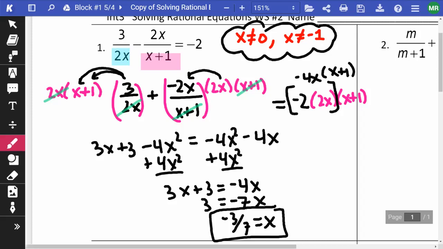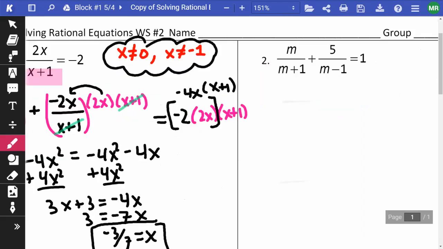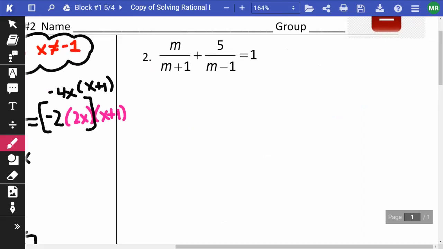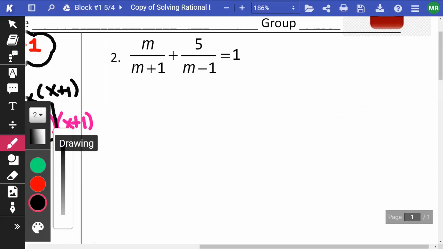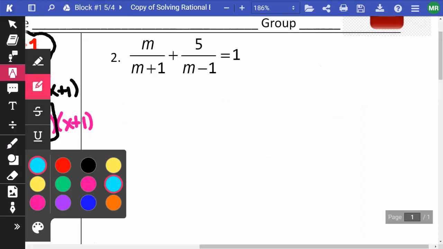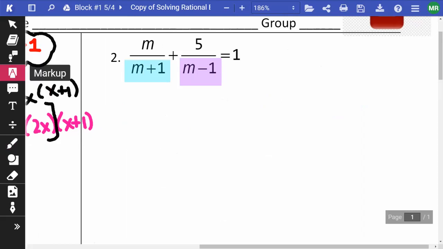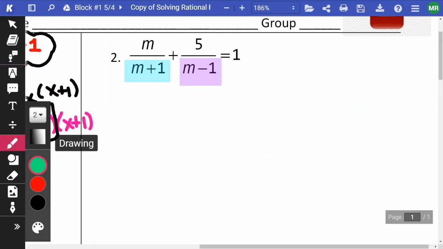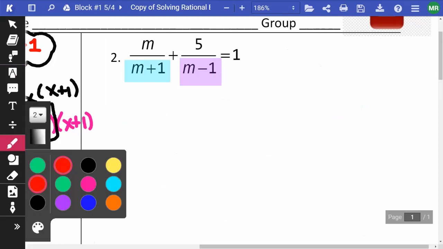So now let's take a look at number 2. On number 2, I have an m plus 1, and I have an m minus 1, okay? So we're going to be multiplying everything by m plus 1 and m minus 1. But my restrictions, again, are going to be m cannot be -1 for the one I have highlighted in blue, and m cannot be 1 for the one I have highlighted in purple.